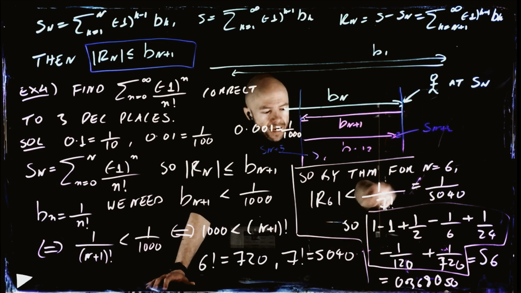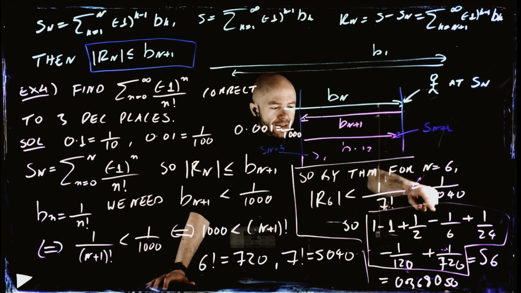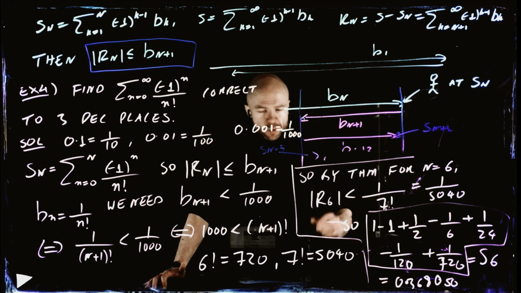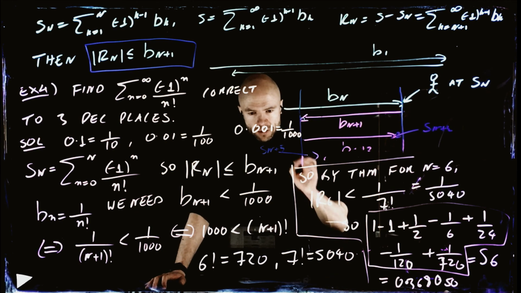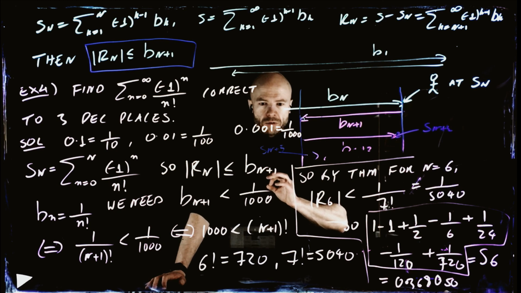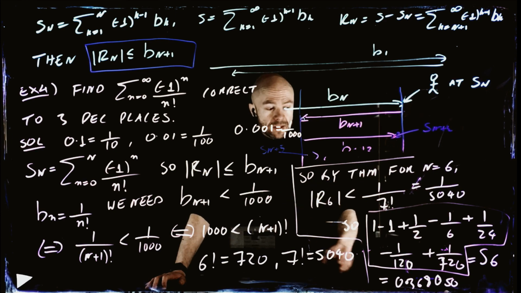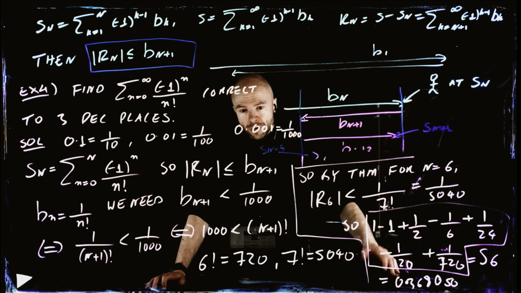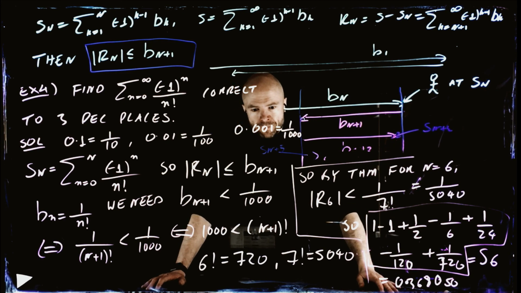So if you added or subtracted minus 1 over 5,040 to this and wrote that as the answer, yes, that is within that error, but it's not the least amount of work that you have to do, and that's what we're looking for. We're looking for you to find the least amount of work to get the answer within the precision required. So the correct answer is this. And if you keep adding terms, you won't get points. You will lose a lot of points when you get this wrong.